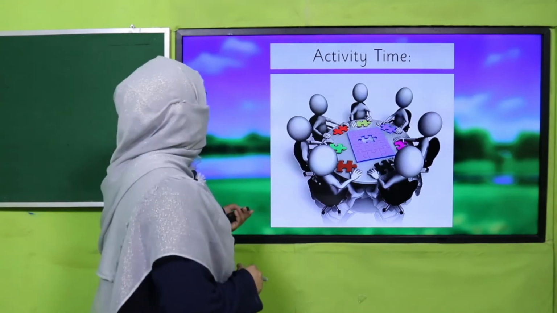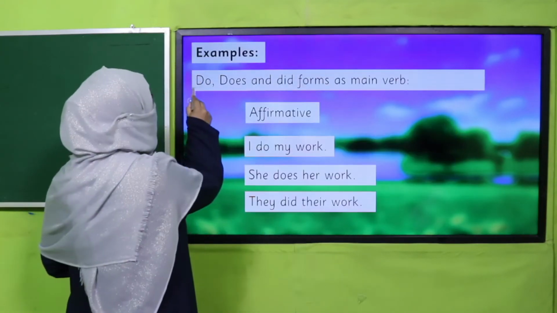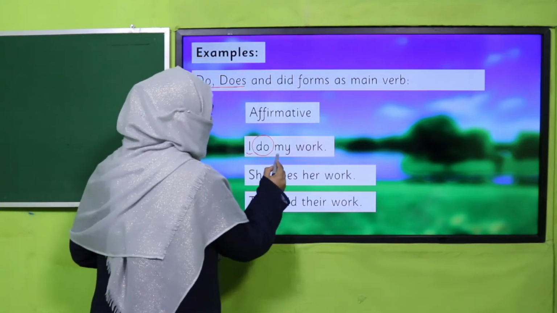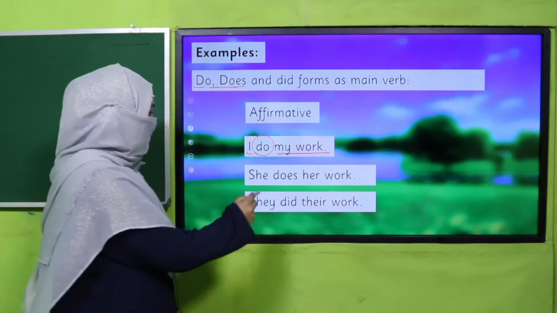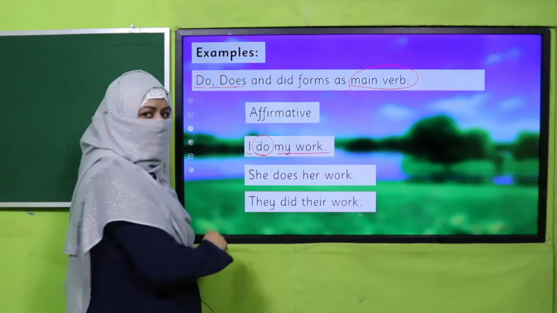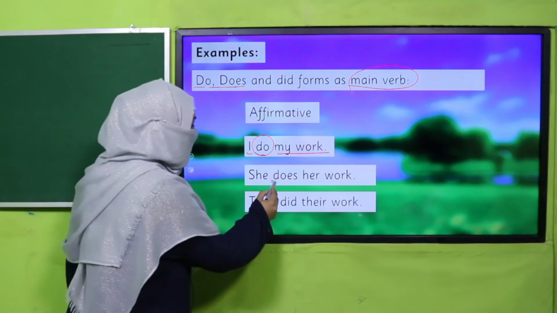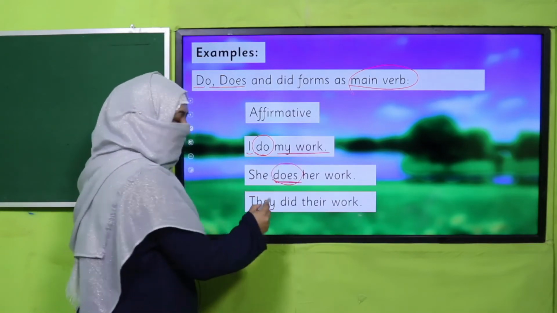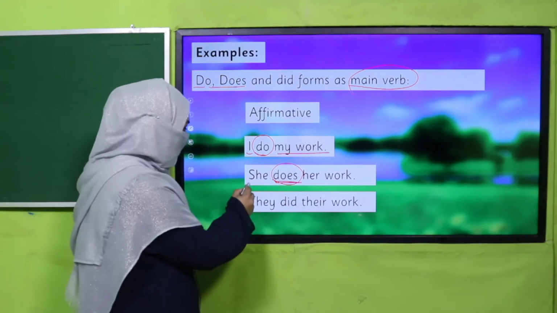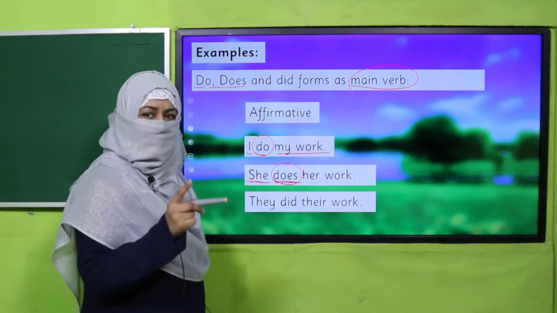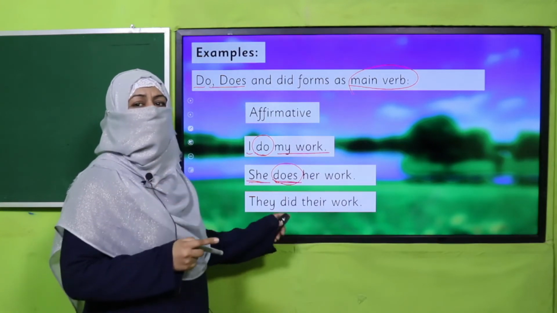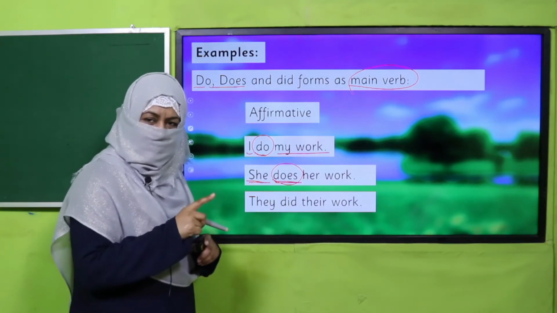Good job. Now let's move to the next, which is do and does. I do my work. Again, this do is the main verb here. Why? Because there is no other verb there. Okay. She does her work. And why have we used does here? You know, it's simple present tense and our subject is third person singular: he, she, it or a name. We use s or es with the first form of verb.